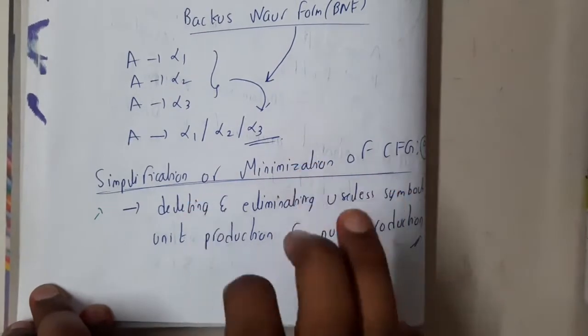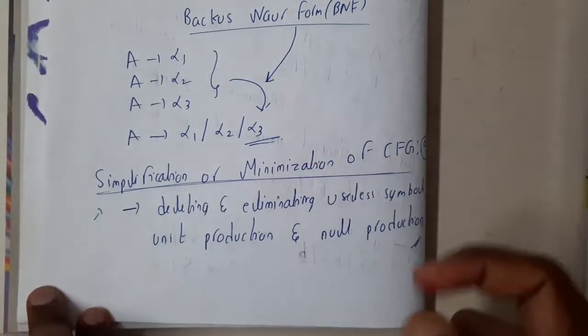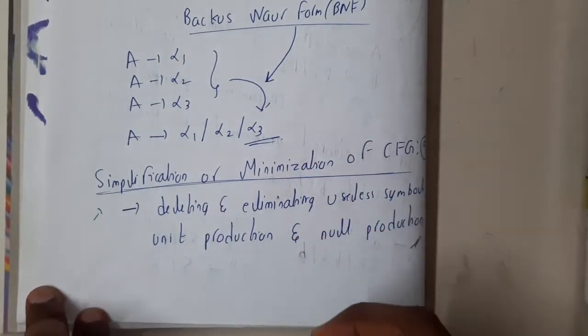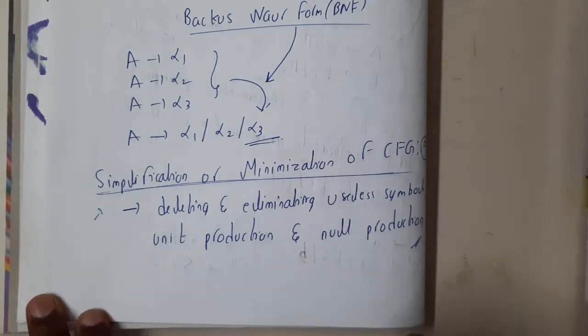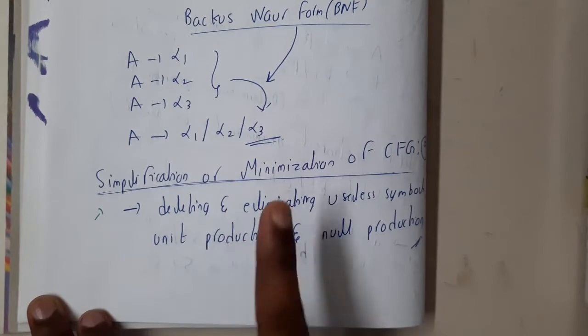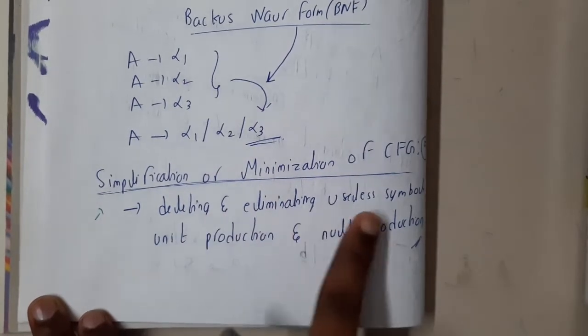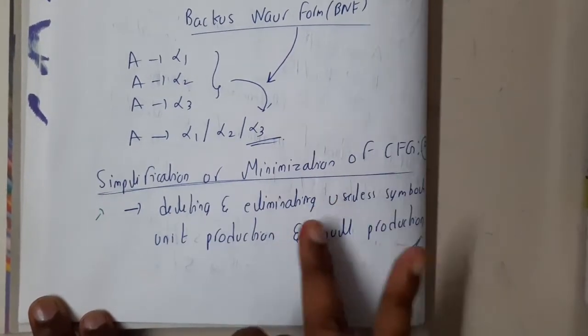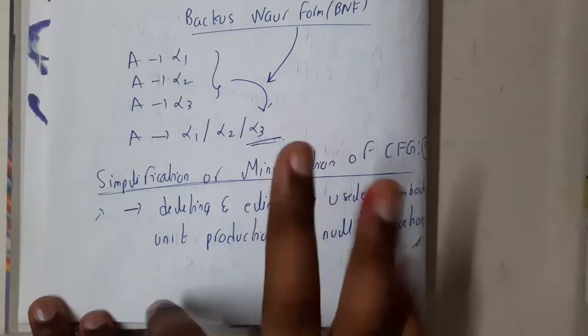There are a total of 3 steps which we can perform to reduce a particular CFG. To be clear, this is an interesting question for the examiner. The steps are: eliminating useless symbols, unit productions and null productions. These are the 3 steps which we'll be learning in this lecture.